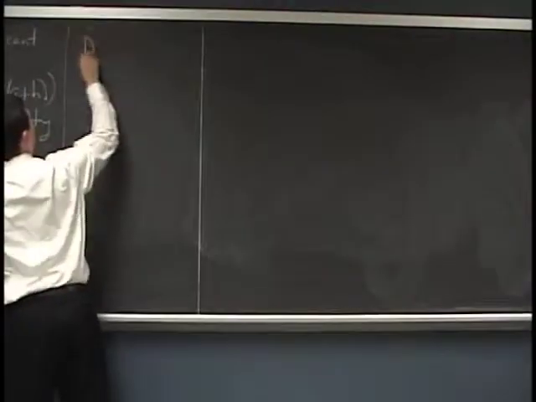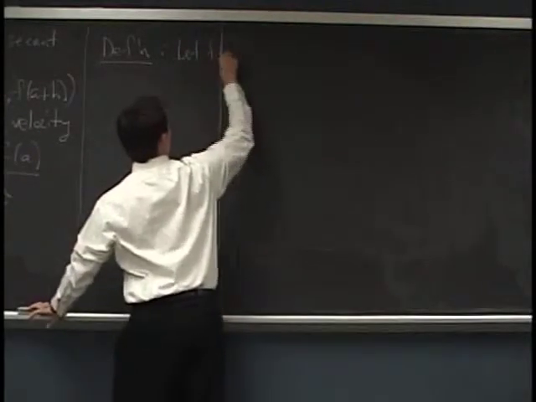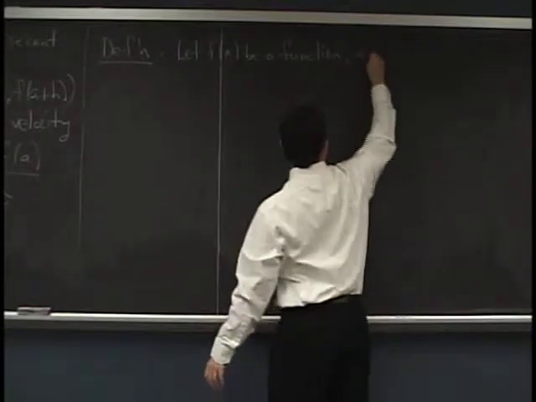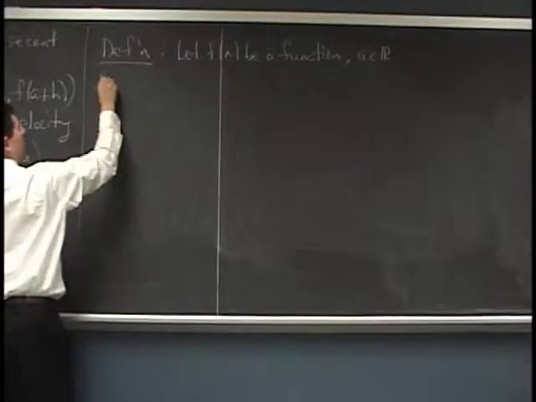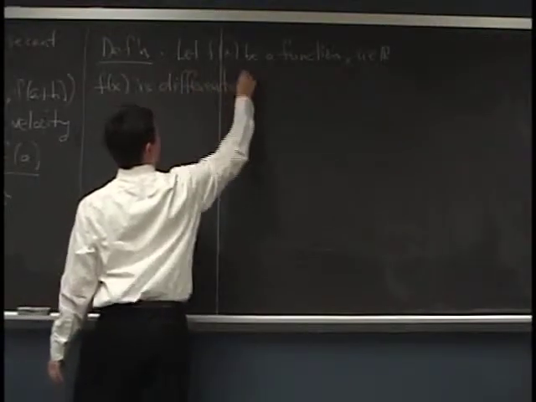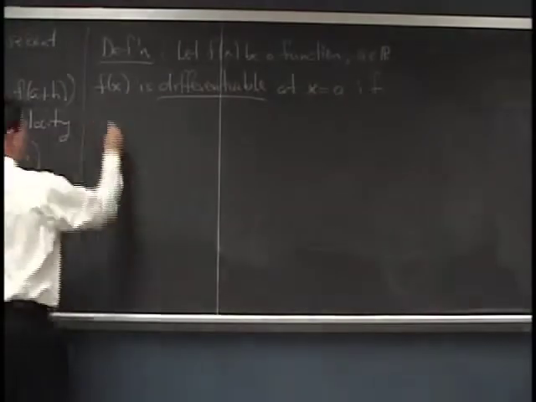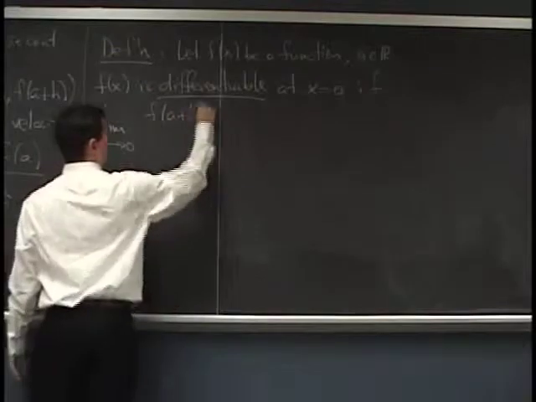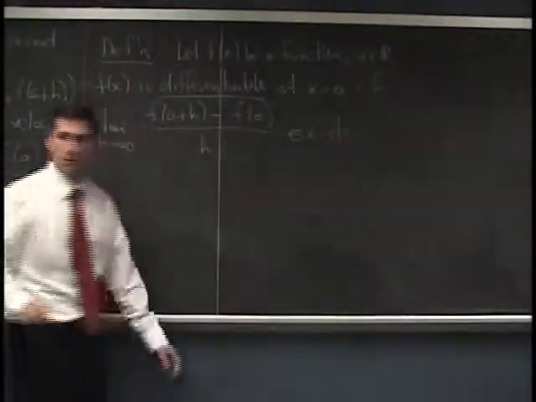So first we give a definition. Let f of x be the function and a a real number. f of x is differentiable at x equals a if the limit as h goes to 0 of f of a plus h minus f of a over h exists.